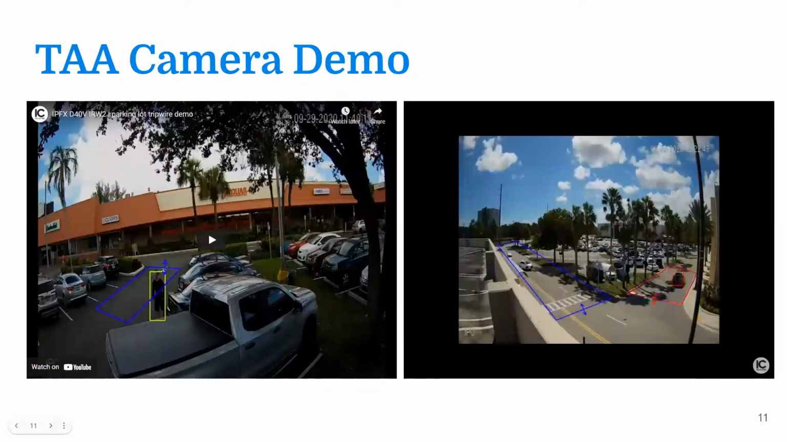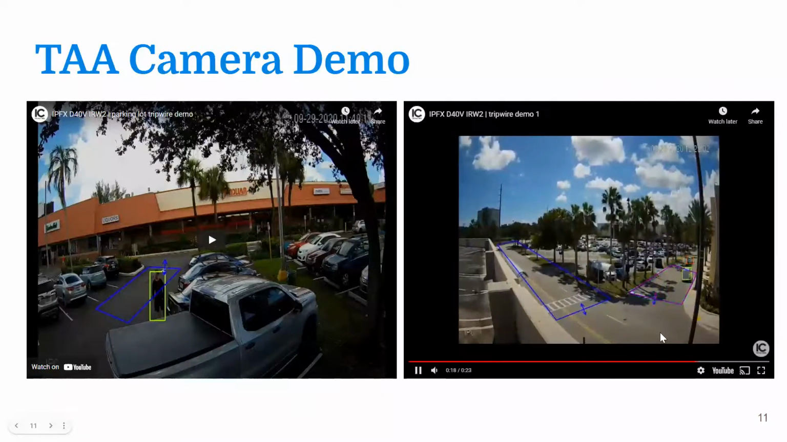So here, as you can see, we have our perimeter protection that's going to allow you to create areas of interest. And anything that enters, exits, or occupies those intrusion zones, you're going to receive a notification, and you're going to be able to play back video from those instances.